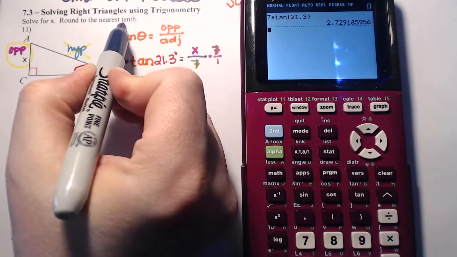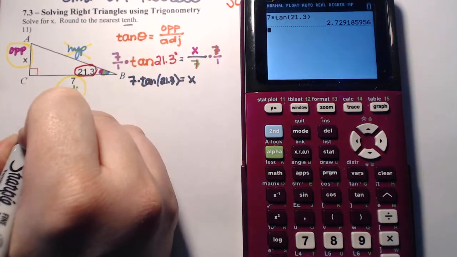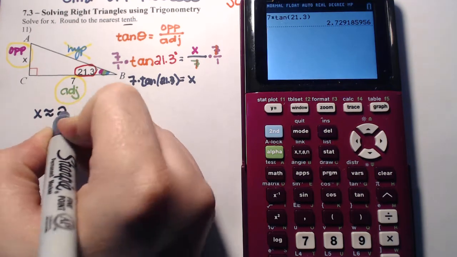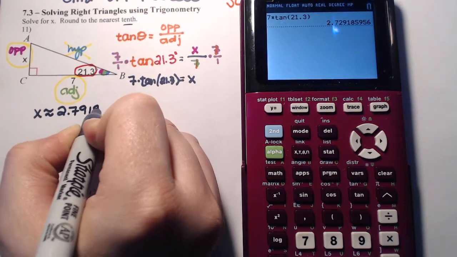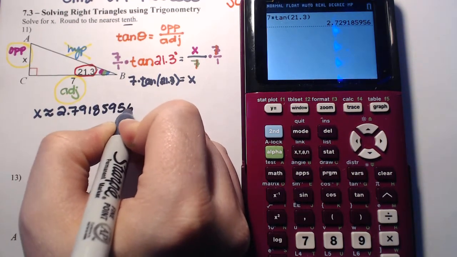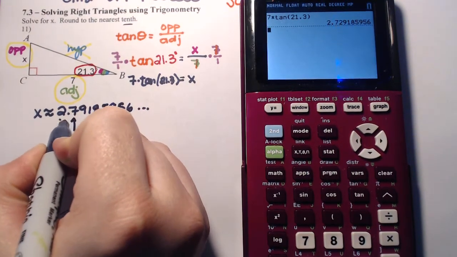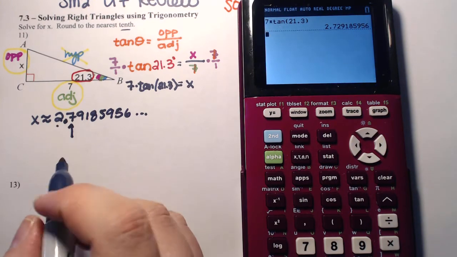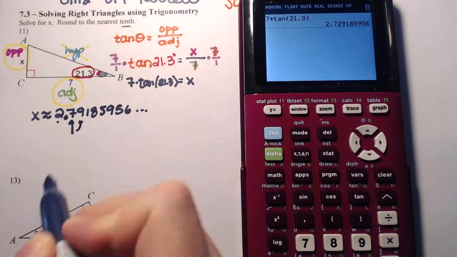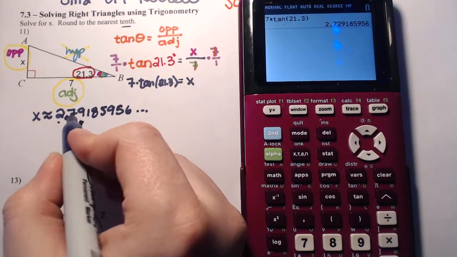And then it tells me where to round. So if x is going to be 2.79185956 stuff, the tenths place is right here. So one place after the decimal. So I'm going to look here. That number's bigger than 5, so I need to round up.